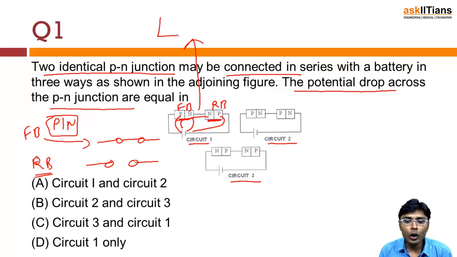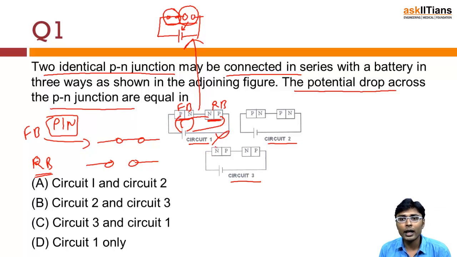So we can draw an equivalent circuit for this. The first is forward bias, so a short circuit, and the second is an open circuit because of reverse bias. So from here we can see that the potential drop across both will not be equal, because the potential drop across the first is 0 and the potential drop across the second is equal to the voltage applied from our external battery source. Therefore circuit 1 will not be our answer, right?